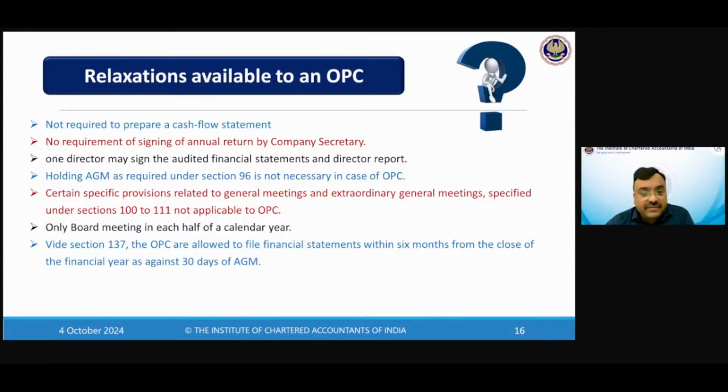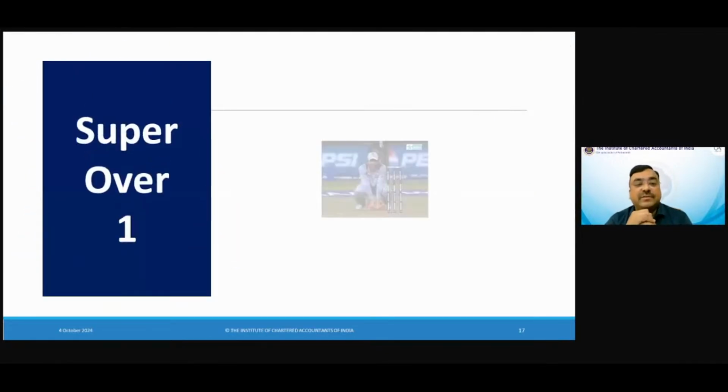As per section 137, OPCs are allowed to file the financial statement within 6 months from the close of the financial year as against 30 days of the AGM. Because in OPC, AGM is not required, so the financial statement can be submitted to ROC within 6 months from the end of the financial year. In other categories of companies, the financial statement should be submitted within 30 days of the AGM, right? So this was the concept of OPC, but I'm trying to discuss the super over.